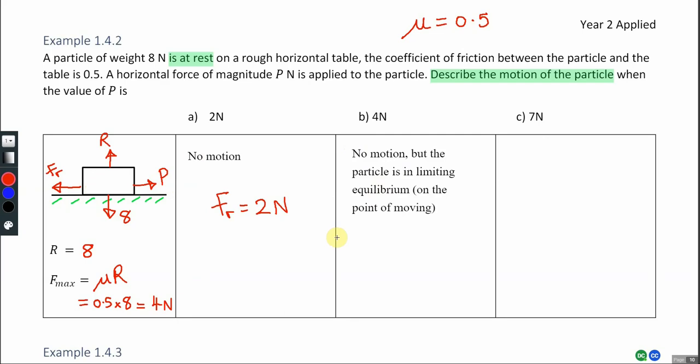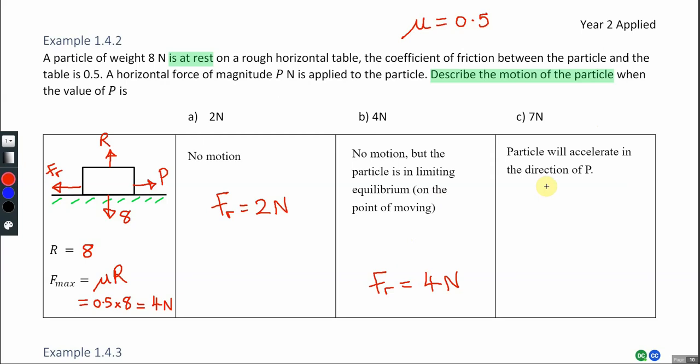Right, I hope you've had a go at that. In part A, there will be no motion because friction can match the pushing force. So in part B, friction can match it. However, that's as strong as friction can be. So the object will be in limiting equilibrium, which means it will be on the point of moving. So if the pushing force got any stronger, it would move. So part C, P is now 7 newtons. Pause the video and have a think. What would that motion be like?